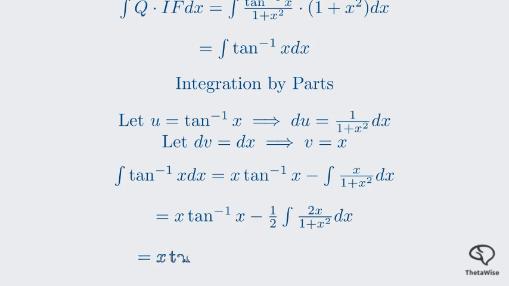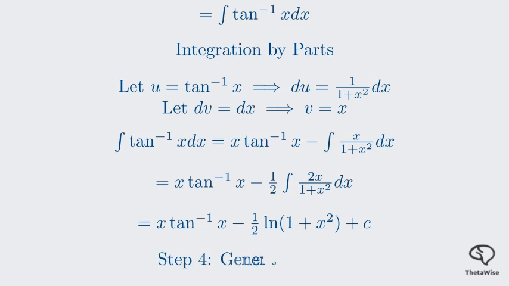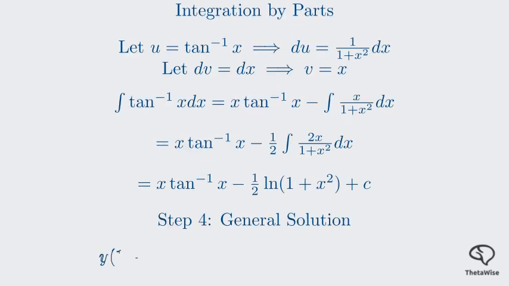The integral is ln of the absolute value of 1 plus x squared. Adding our constant c, we get our final expression for step 3, x tan inverse x minus 1/2 ln(1 plus x squared) plus c. Step 4. General solution. The formula is y times IF equals our result from step 3. Substituting everything in, we have y times 1 plus x squared equals x tangent inverse x minus 1/2 ln of 1 plus x squared plus c. And this is the general solution for example 4.3.